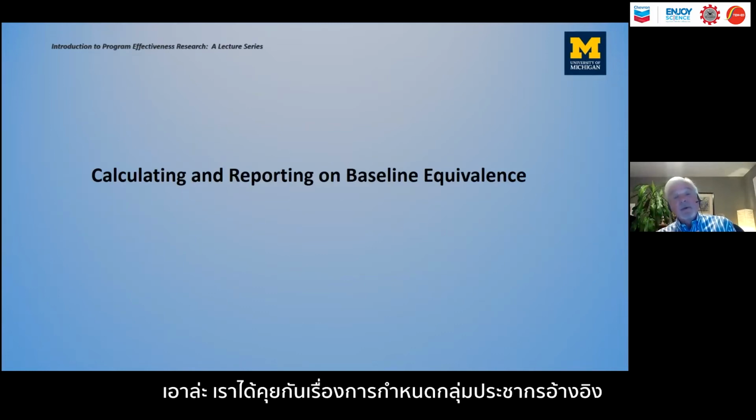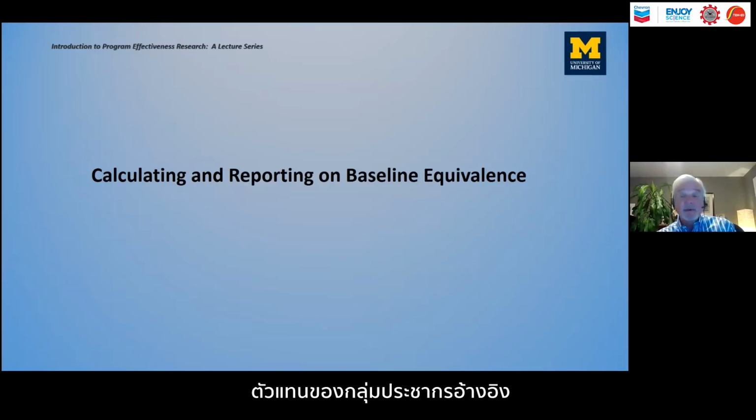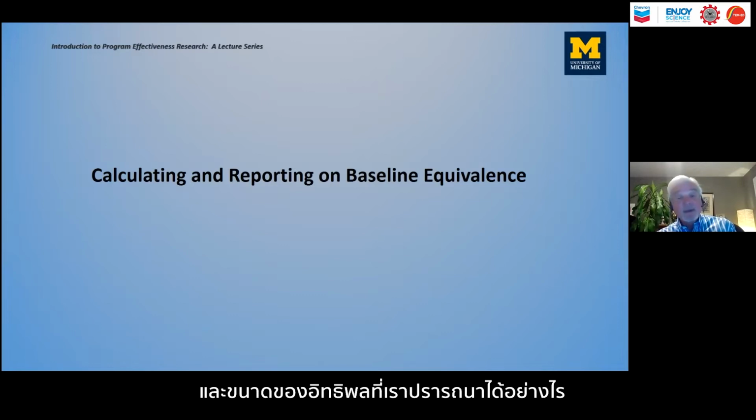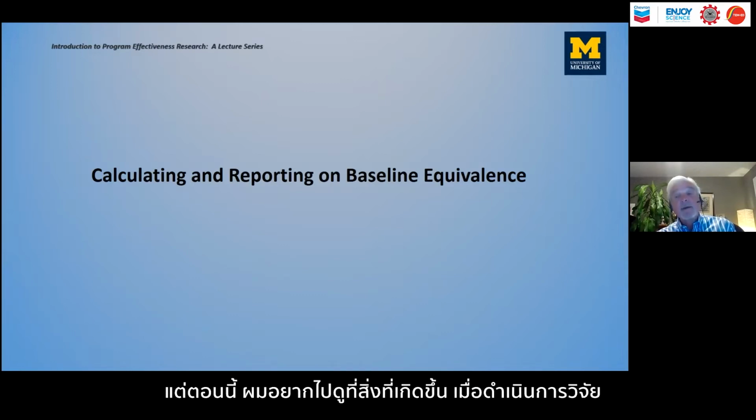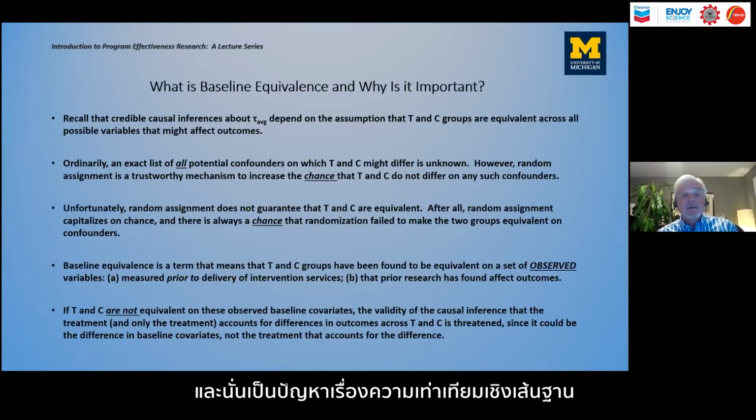Okay, so we've talked about defining an inference population, selecting a sample, how the selection of that sample has to represent the inference population and be of sufficient size to be able to detect an effect at the level of statistical significance and effect size that we desired. But now I want to turn to what happens as the study goes on, and that's the problem of baseline equivalence.